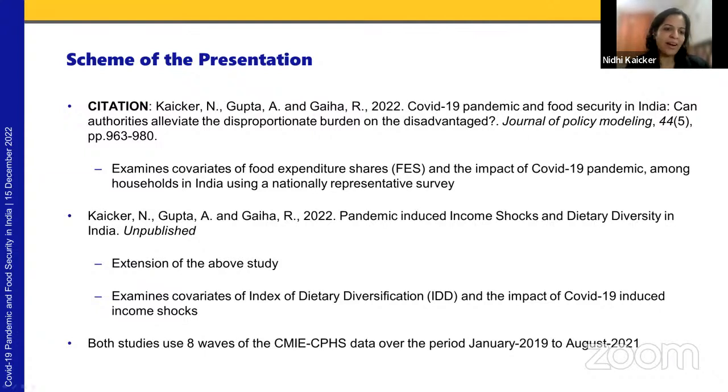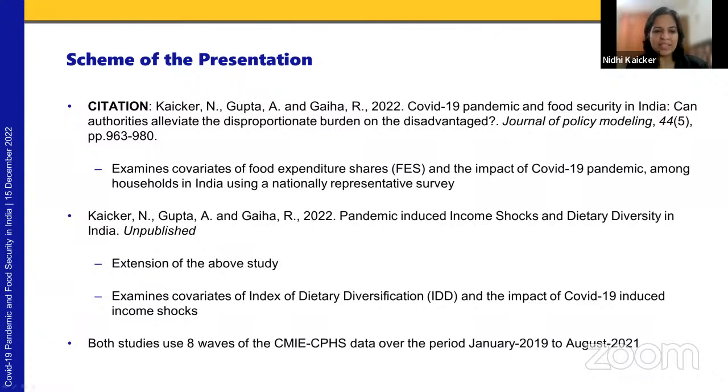So the pandemic impacted a household's ability to not just access enough food, but also a diverse range of foods varying in nutrition, which is why we felt that the second study is complementary to the first. And therefore, while our focus is on our main paper, we would present some findings from our second study as well.